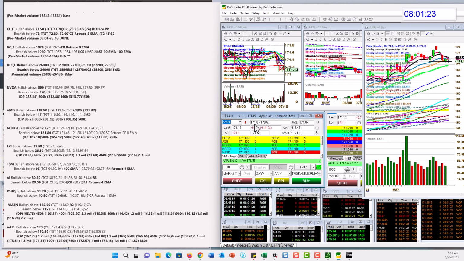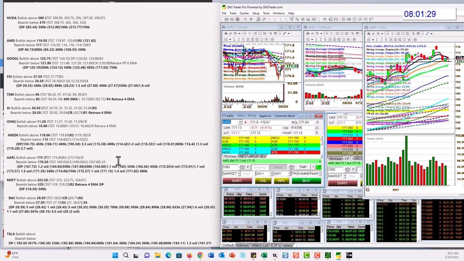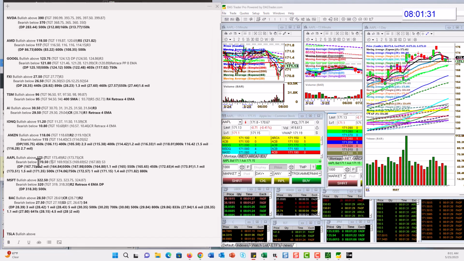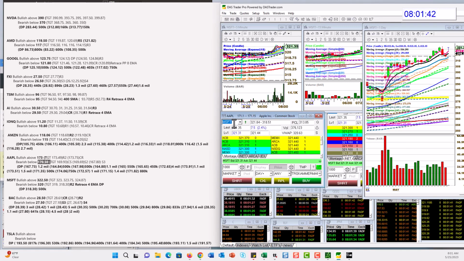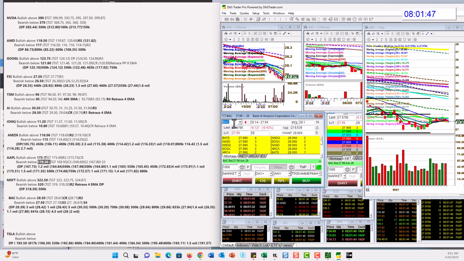Apple is weak. Will it break below the ice here? We have a gap below us and we've tested it a couple times. So keep your eye on the Apple. Bear below 170.50, bullish above 173. Microsoft getting a nice lift, bullish above 322.50, bear below 320. And Bank of America, all right, not looking that great. Bear below 27.50, bullish above 28.50.